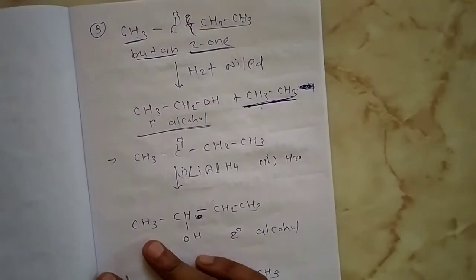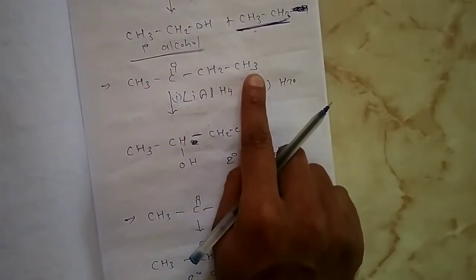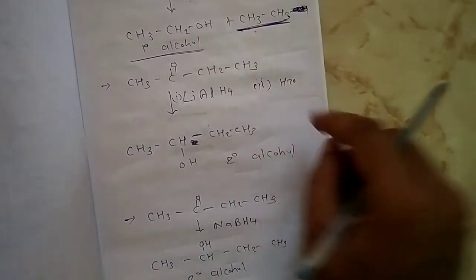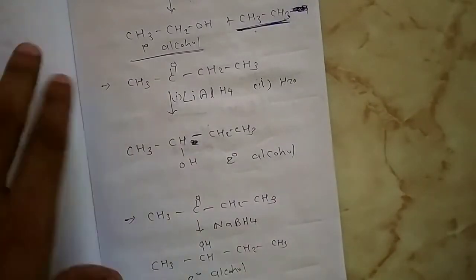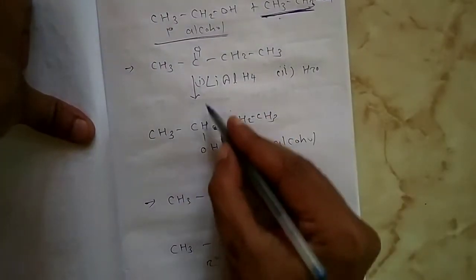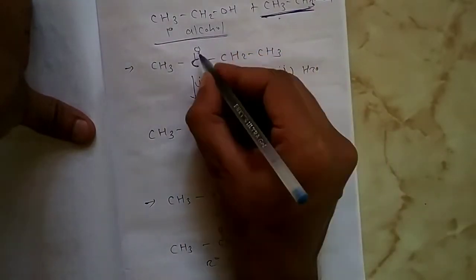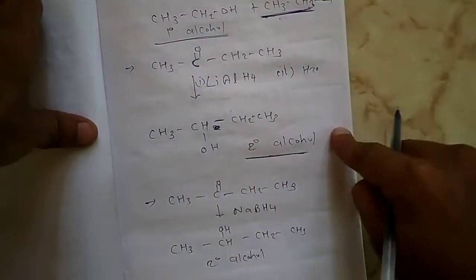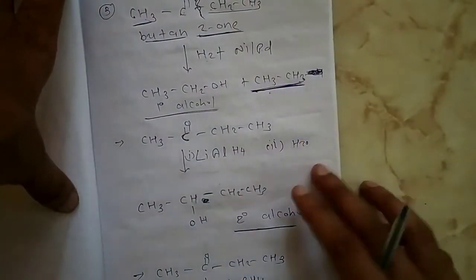Now same reagent, you can see, butan-2-one. I am using here lithium aluminum hydride with water. Now what will happen? It will not make 2 parts here. What will it do? It will give 2 degree alcohol. You can see add hydrogen on carbon CH as well as on oxygen OH. It will give you 2 degree alcohol. So it is the main difference between H2 Ni/Pd and lithium aluminum hydride.